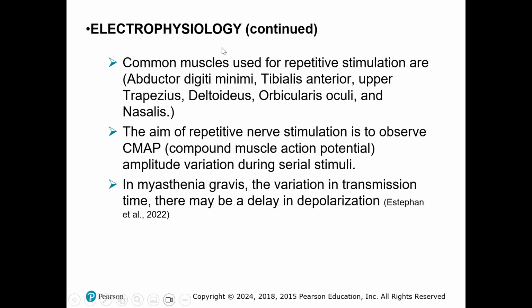So right here we have the different muscles that have been used, which are adductor digiti minimi, tibialis anterior, upper trapezius, deltoid, orbicularis oculi, and nasalis. And as we said earlier, the aim is to repetitively stimulate the nerves that stimulate the muscle, and in myasthenia gravis this causes decreased transmission or delayed depolarization. Okay.